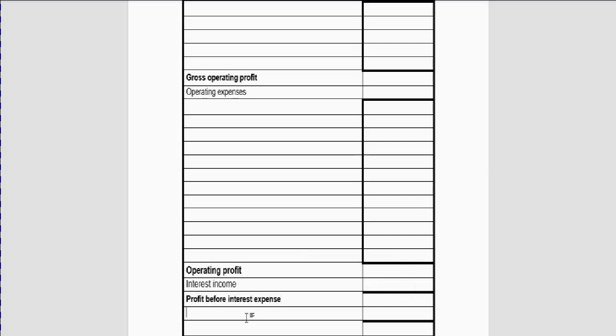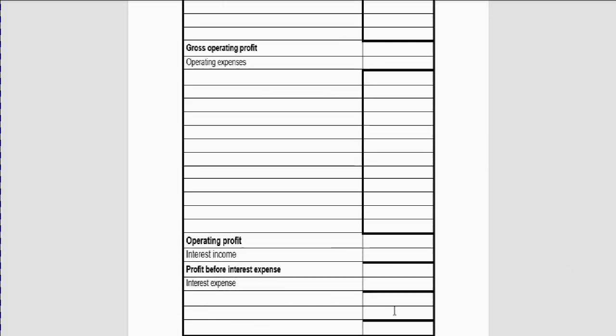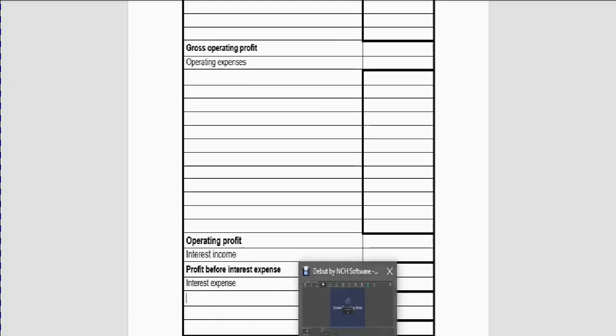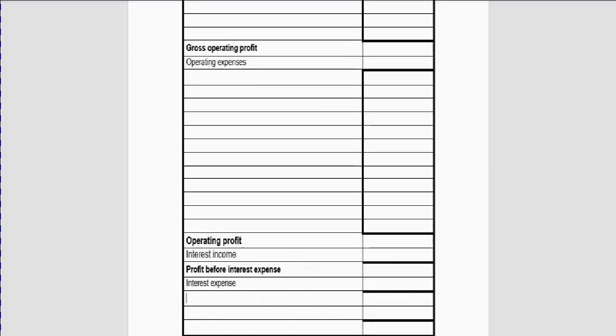From that, I'm going to deduct the interest expense. So the profit before interest expense minus the interest expense will then give me the profit before tax.